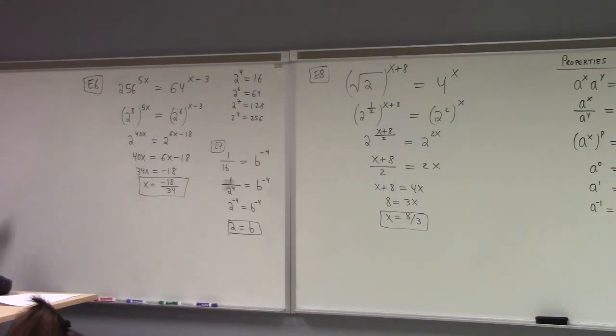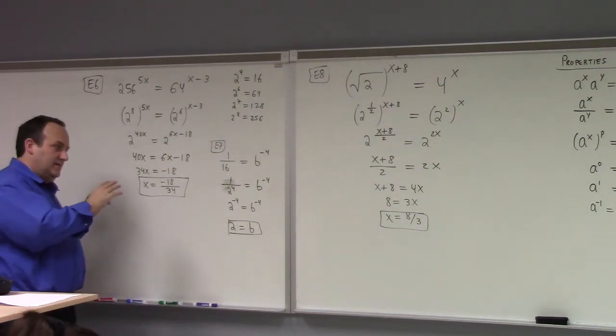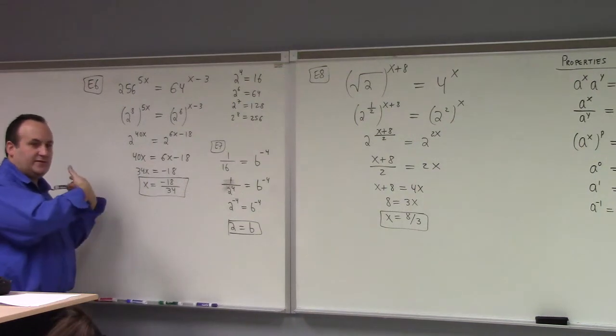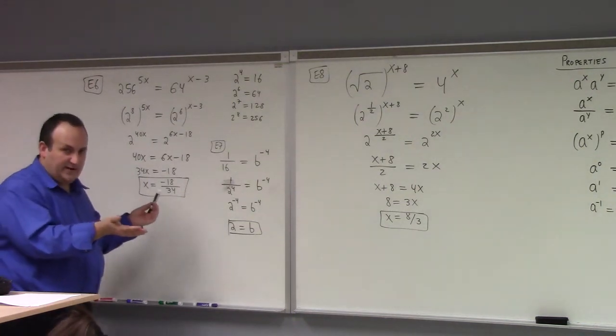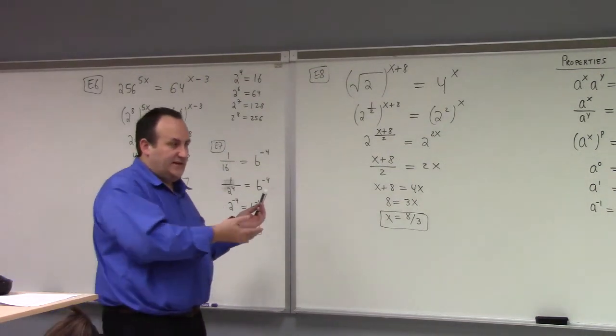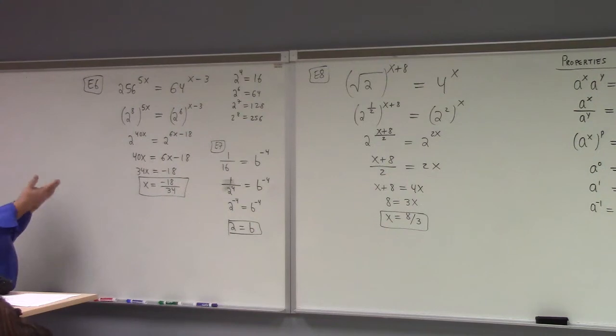So these problems are relatively easy in the sense that if you can see both sides as being the same base, then you can use the one-to-one property of exponentials and solve them, right? There's not a logarithm to be seen here. Did I use logarithms to solve these? Not really. I just used the one-to-one property. And so that can be a very nice method of solution.